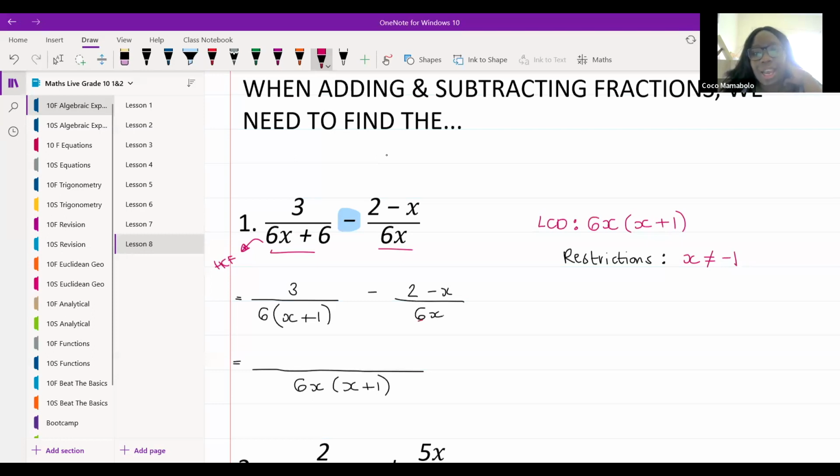But 6 times what would give us 0 over here? What else can x not be equal to over there? 6 times something would give us 0. That's it, Palisa. Beautiful. So we know that x can also not equal 0. So x cannot equal -1 or x cannot equal 0. Those two numbers. All right. Excellent. And those are our restrictions.